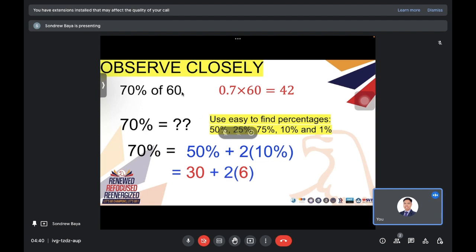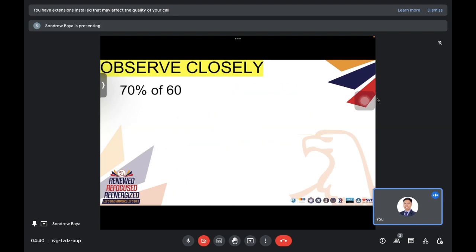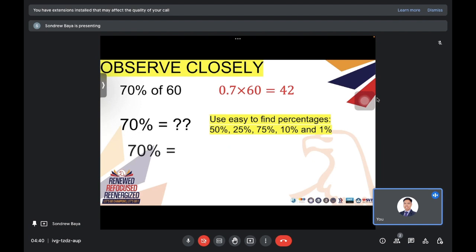Remember 10%? Moving the decimal to the left one space. Because it's 10%, it's 1 over 10. So this becomes 6. So 30 plus 2 times 6. And what is 2 times 6? That's 12 plus 30, 42. See, we're reaching the same number, the same answer, 42. Okay? Aside from this, there's also another way of writing 70%.